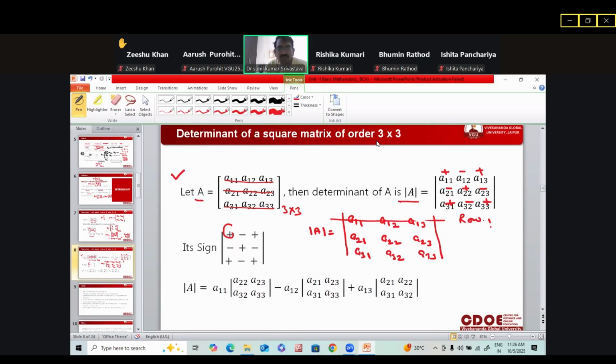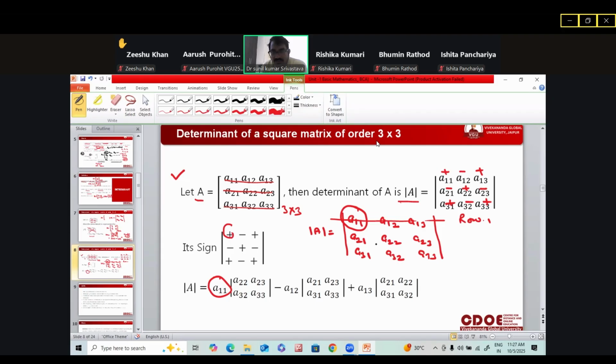This is the most important. I'm always using it. You can also use this one. How to use this one? First of all, we have to take this one. Row 1 has the element A11. We have taken A11 here. Now, we have to see the sign, which is always plus here. We have to take plus here. And after that, you have to think what goes here.